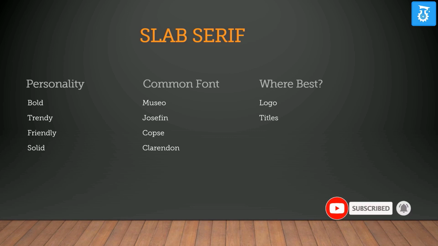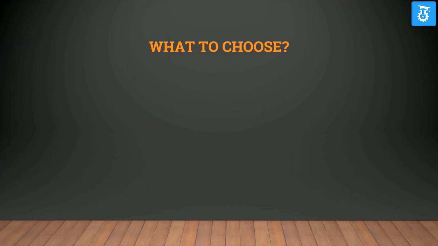Okay, now for our project, what font will we choose? If you're interested in what I will choose, I will use Roboto Slab for titles. For all types of titles I will use Roboto Slab, and for all body text I will use Poppins.